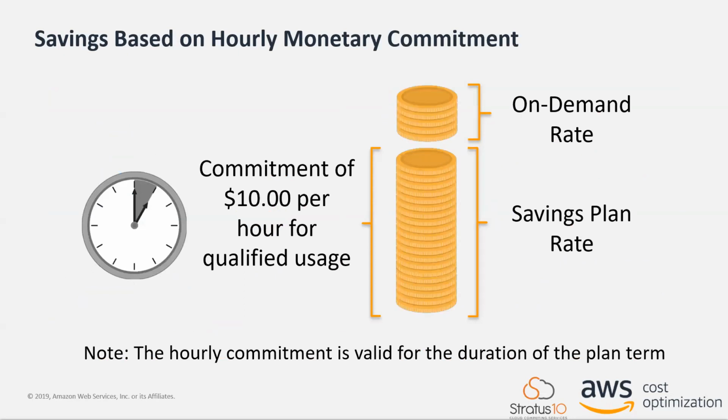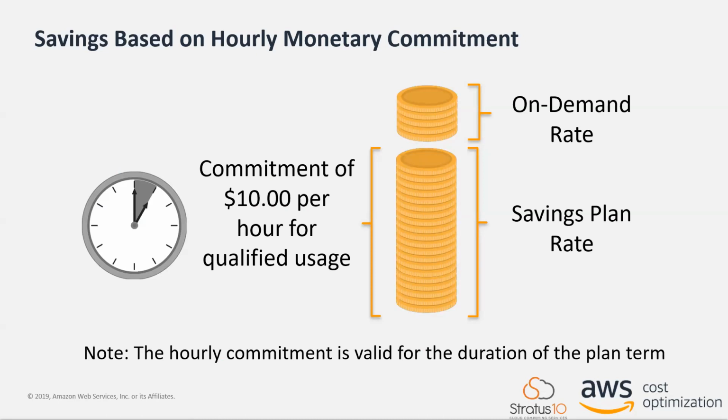Here is an example of how the hourly commitment is calculated. When you purchase a Savings Plan, you are making an hourly monetary commitment for the term of the Savings Plan. If you're committing to $10 an hour of compute usage, the Savings Plan price will be automatically applied to all your usage up to the $10. Any usage beyond that commitment will be charged at the regular on-demand rate.